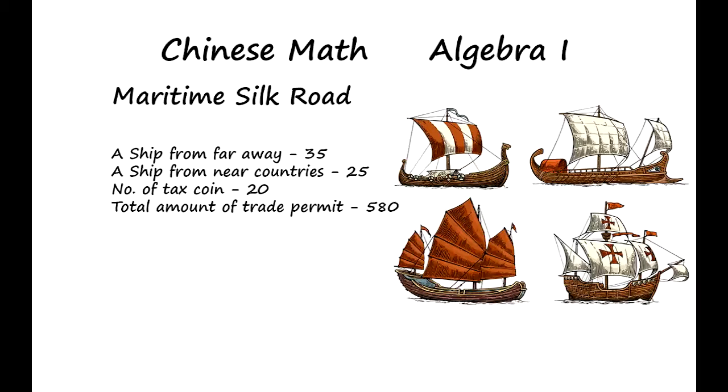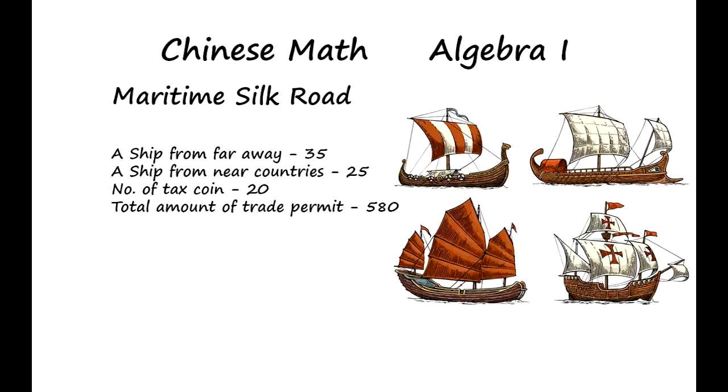Each ticket means they can do one gold coin worth of trading. That means 25 tickets mean 25 gold.